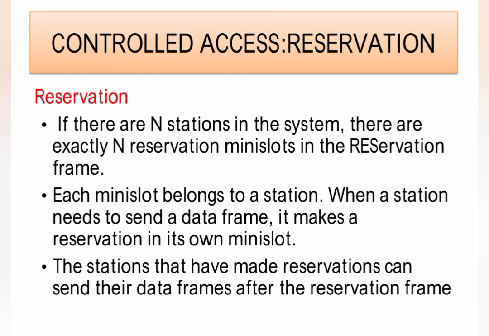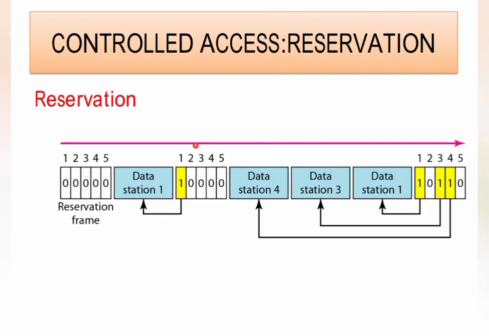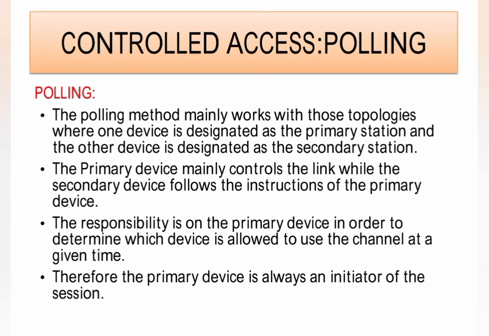Okay, so if it is booked already, the reservation frame, then it can transmit the data. So the next method is polling. In the polling method, it works only with the topologies where one device is designated as a primary station and the other device is designated as the secondary station. So in the case of the controlled access protocols, there will be some master and slave relationship.